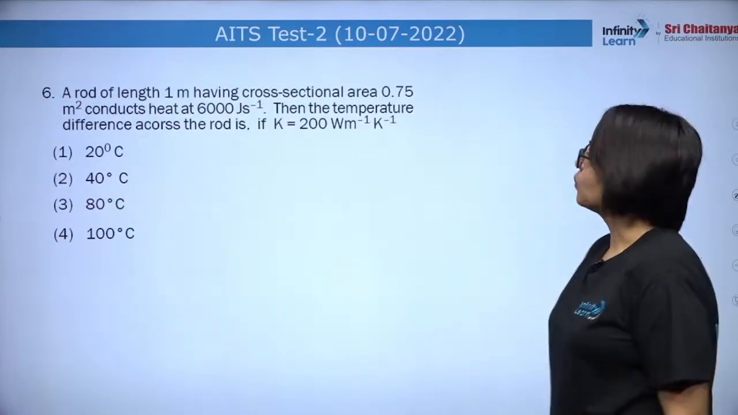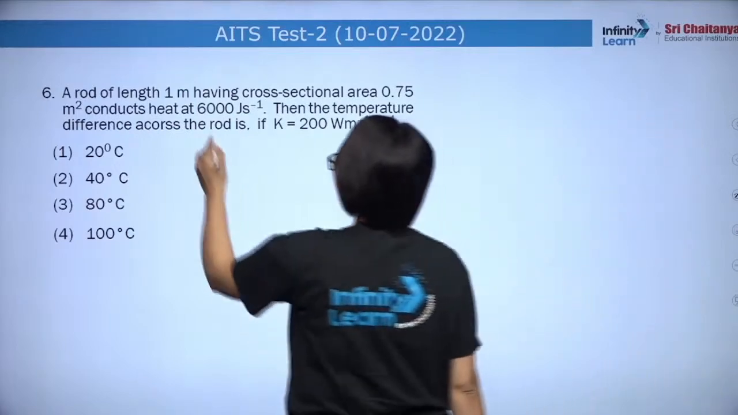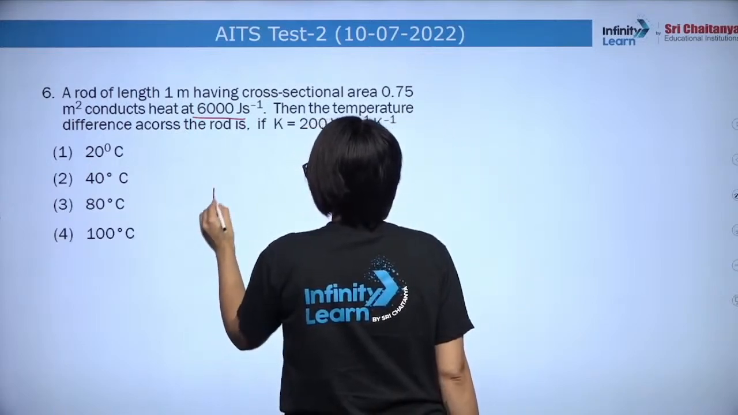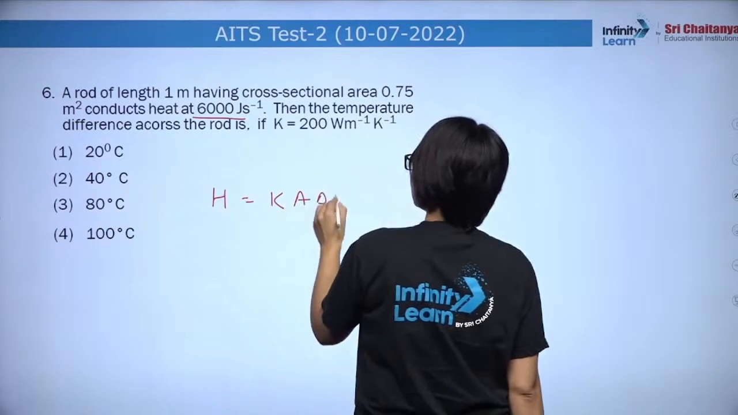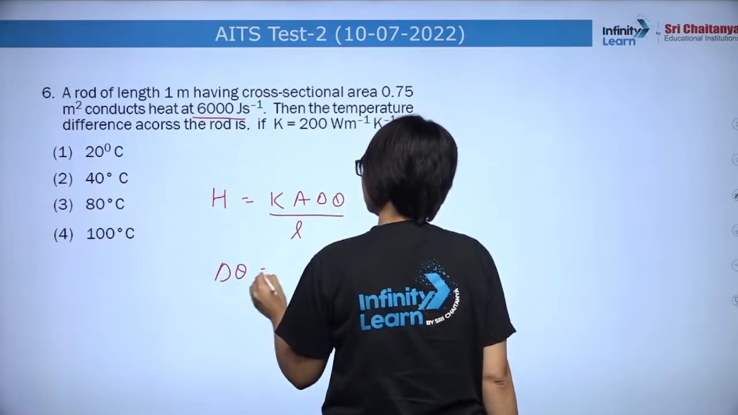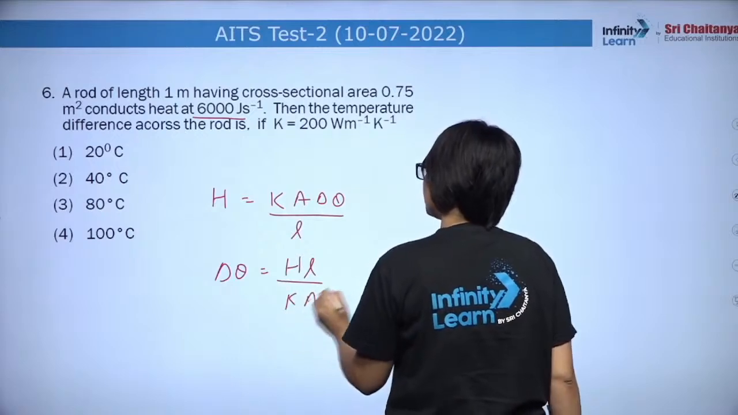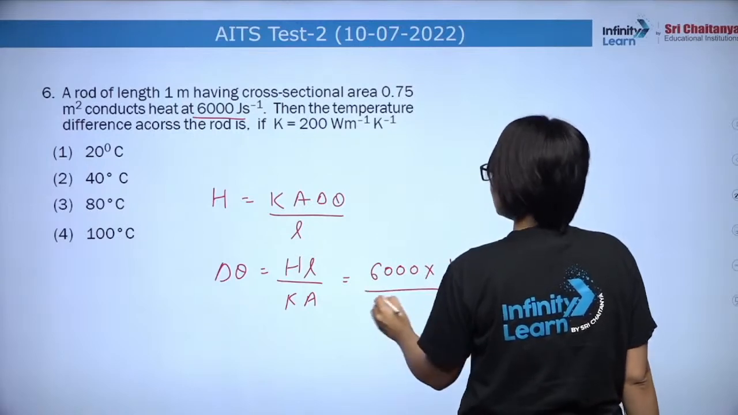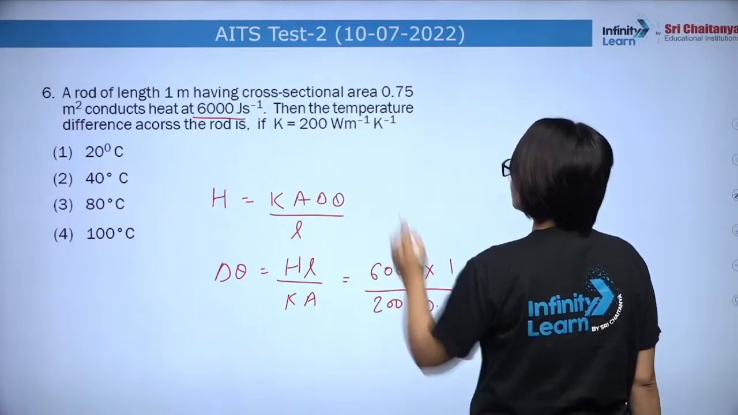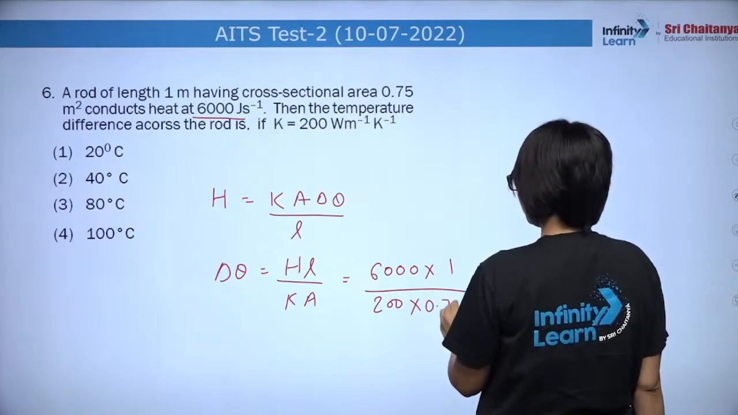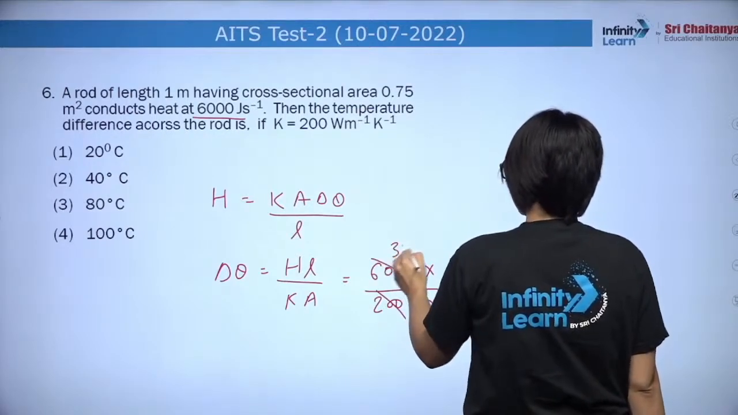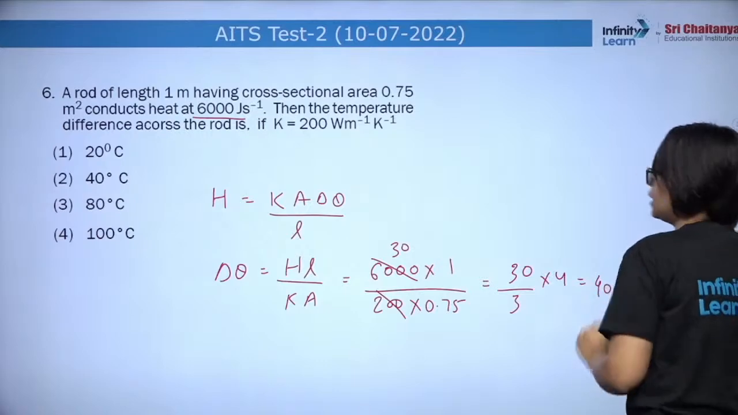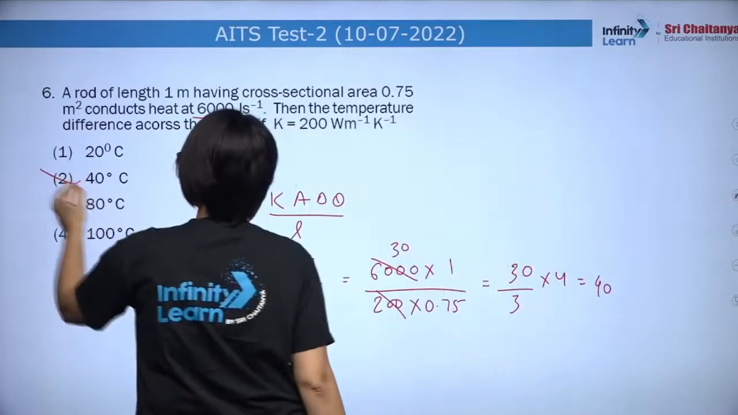Next, a rod of length 1 meter having a cross-sectional area conducts heat. Then the temperature difference across the rod is? So H is equal to KA delta theta upon L. So delta theta is HL divided by KA. H is given as 6000, L is given as 1, K is 200 and A is given as 0.75. So this will be 30 divided by 3 by 4, and it will give you 40 degrees Celsius. So the correct answer is option 2.